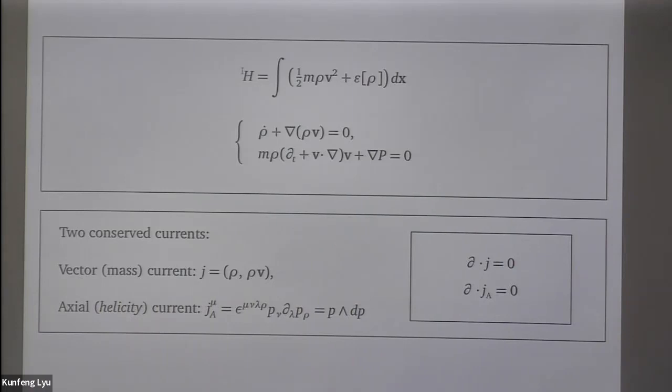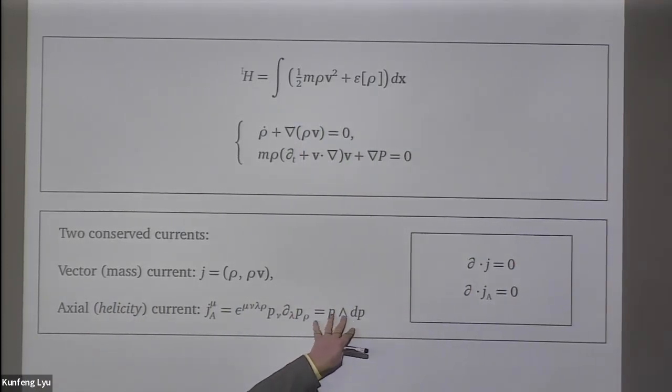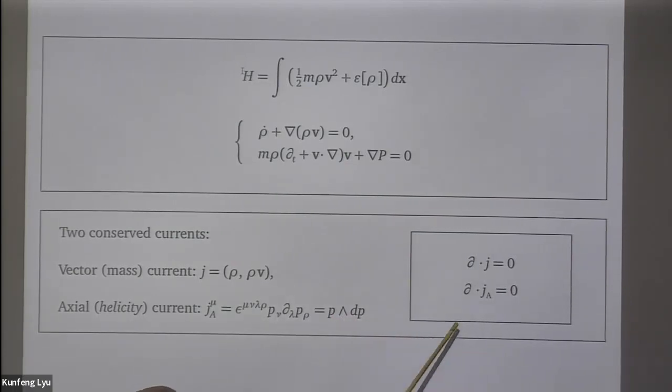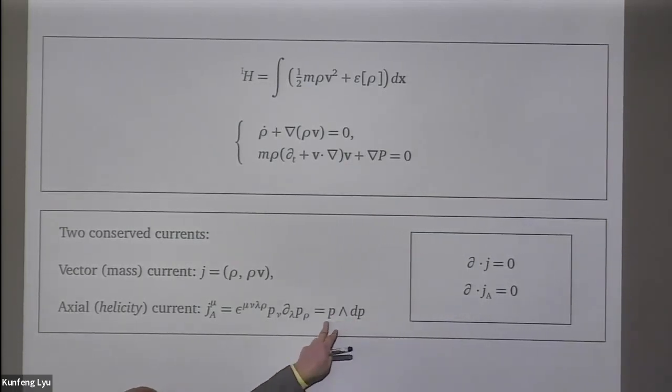Like in quantum electrodynamics, there are also two currents. One is the vector current, a simple current of mass, and some strange current, maybe new for some of you, which is called helicity, which is a pseudo current. It's a pseudo vector, not a vector, or axial vector. It's also conserved.